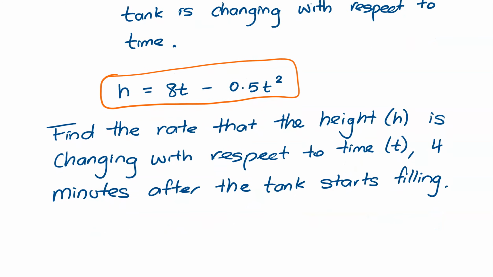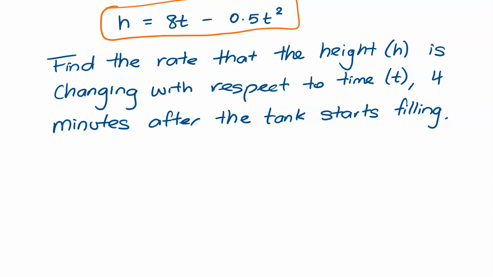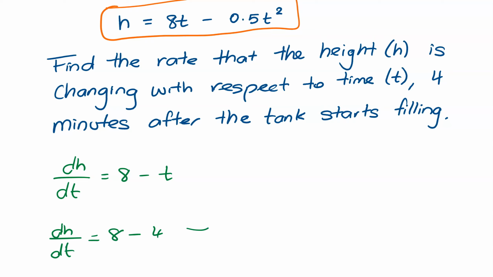So what we'll do is differentiate this function. I'll just do it in another color. So we get dh with respect to dt, so we're differentiating h with respect to time. So we get 8 minus 2 times 0.5, that's 1 t. Now I'll substitute in 4 for t. So we get dh over dt, which equals 8 minus 4. Therefore dh over dt equals 4.